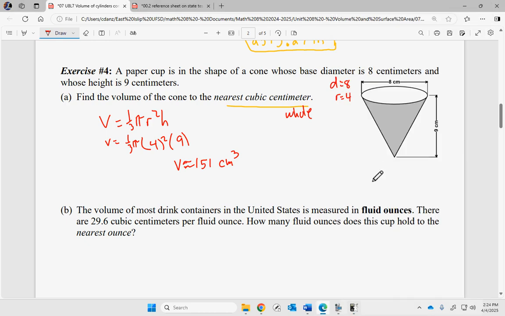So the volume of most drink containers in the United States is measured in fluid ounces. There are 29.6 cubic centimeters per fluid ounce. So 29.6 centimeters cubed is equal to 1 fluid ounce.